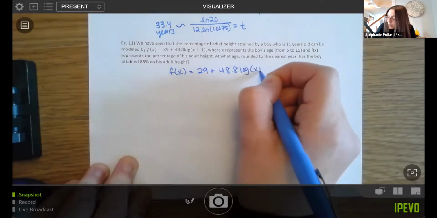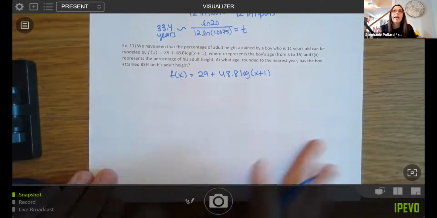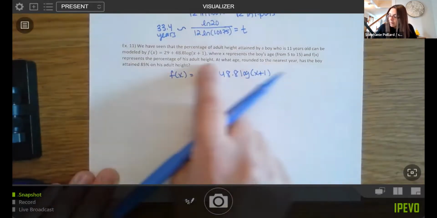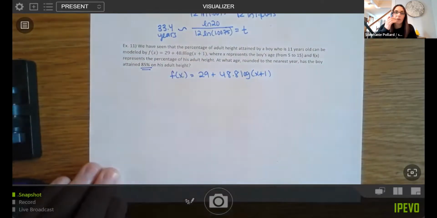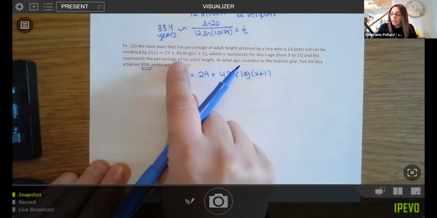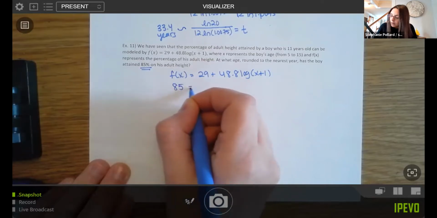So here's an example where we're using a common log instead of a natural log, like we have in the last couple of examples we're solving. And we know that f of x is going to be 85. And this is one of those, again, weird functions where we don't convert the percent over. It does say that it represents the percent of the height. So when we plug this in, we're just going to let the f of x be 85.